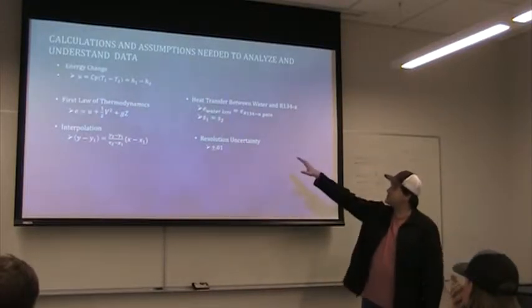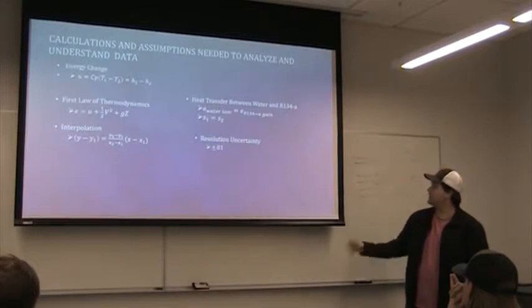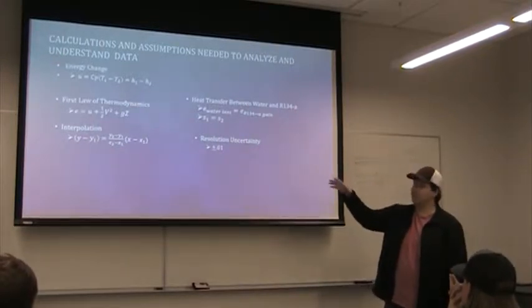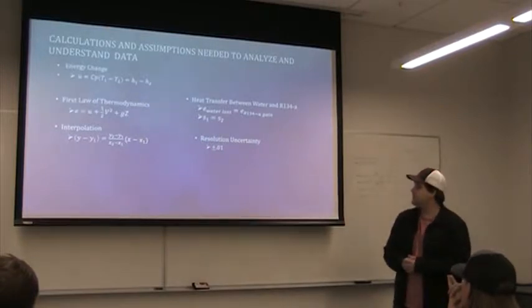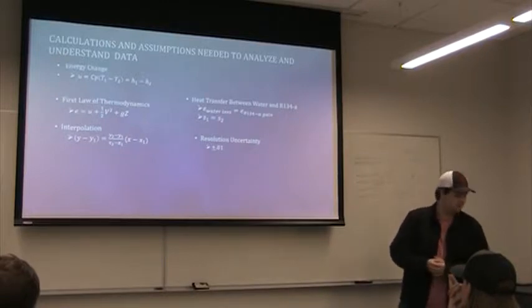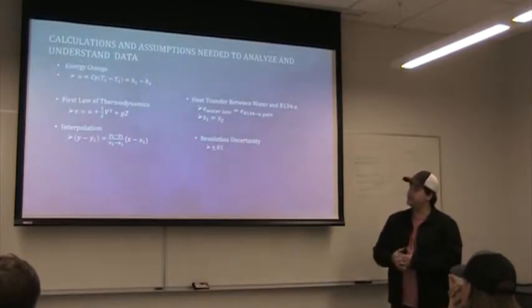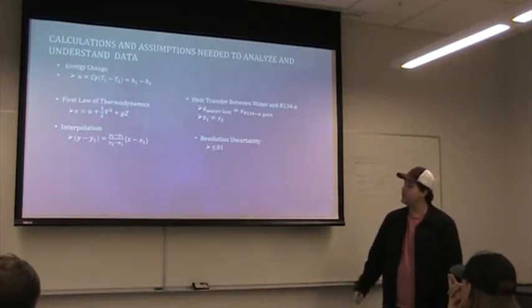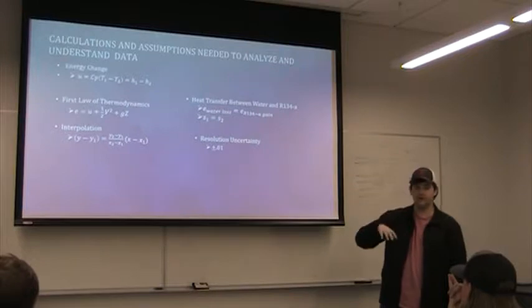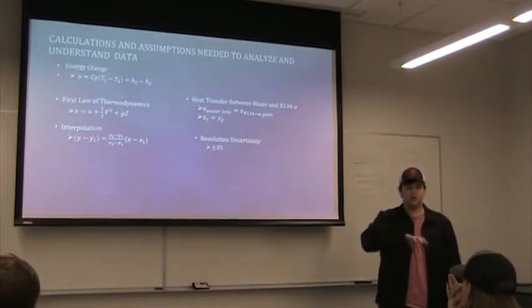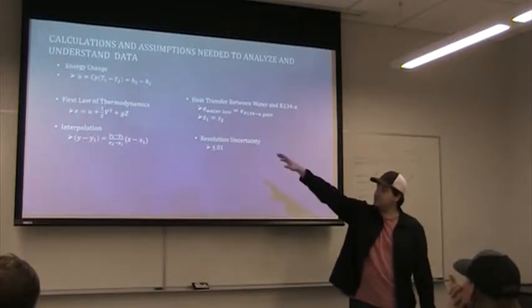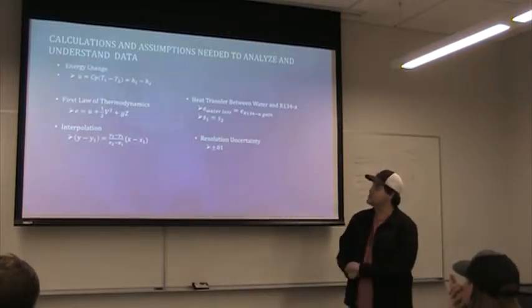So basically the big assumption is that heat transfer between the water and the refrigerant was equal to one another because there was no entropy involved. I found an uncertainty. The uncertainty was basically just due to the resolution of the devices that we used to get the data, which was plus or minus 0.01. And in order to calculate how much energy was lost from the water or gained from the water from the refrigerant, we used the energy change equation up here, which is Cp delta T.